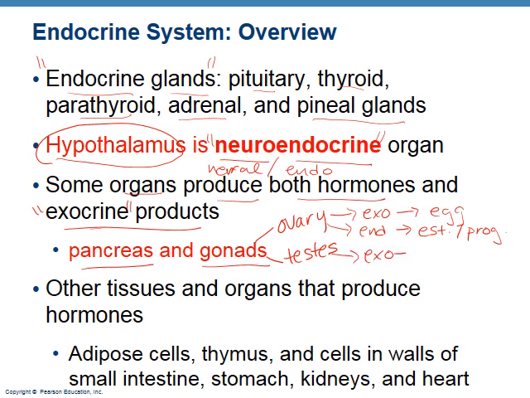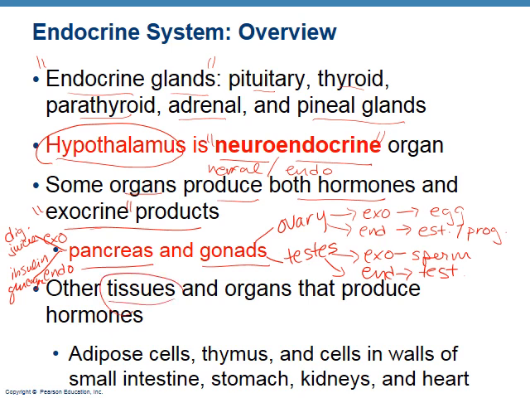Testes, what's the exo part? That's going to be the sperm. And what's the endo part? Hopefully you're saying testosterone to yourself. All right, for the pancreas, if we look at exo, we're going to look at digestive juices. We won't come back and talk about those until we get to digestion at the end of the semester. But the endo function, you may have heard of something called insulin or glucagon. So if I said name the three organs that produce both exocrine and endocrine products, you're going to tell me the pancreas, the ovary, and the testes.